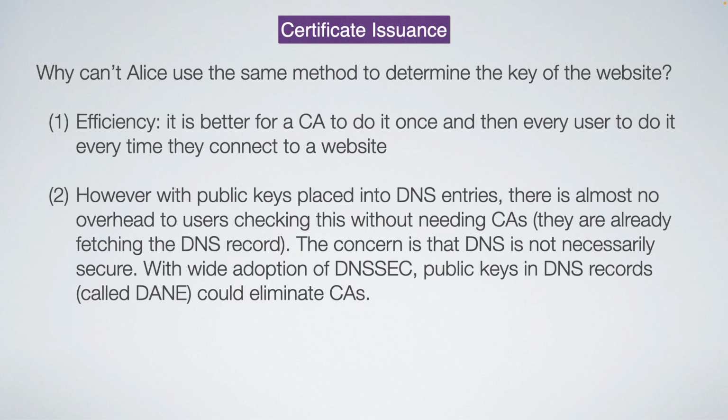But let me simplify it. If websites could just put their public key in their DNS record, then we would immediately have their key, because we have to go to DNS anyway to get their IP address. So we grab their key at the same time. Then we don't have to have certificates or certificate authorities and all of that. And so the question is, why don't we do it? Well, the answer is that the channel between us and DNS is not secured.